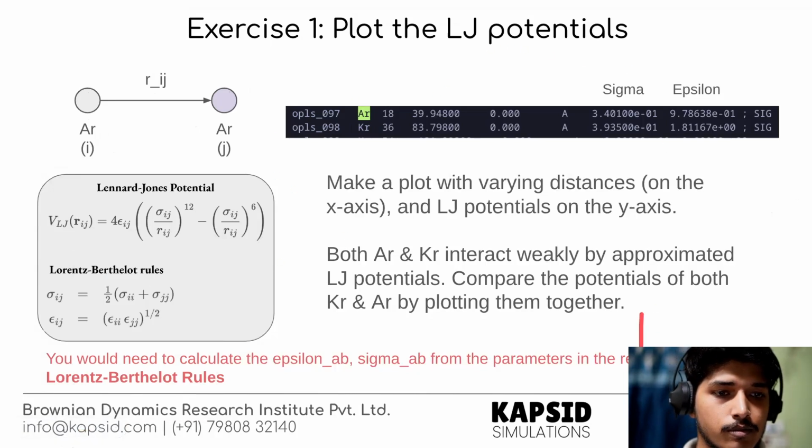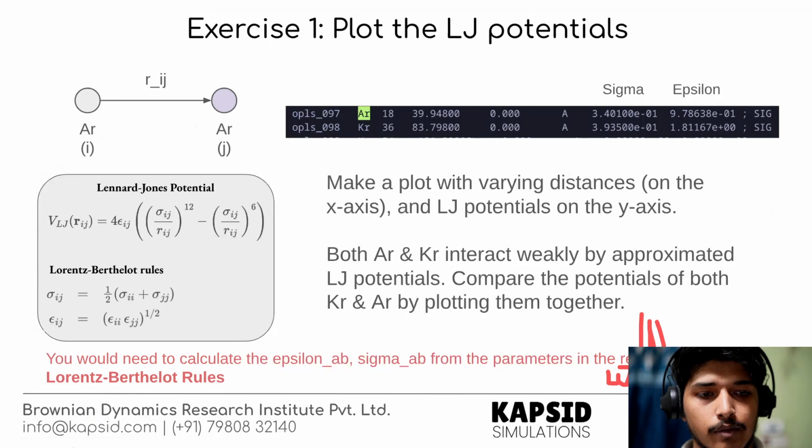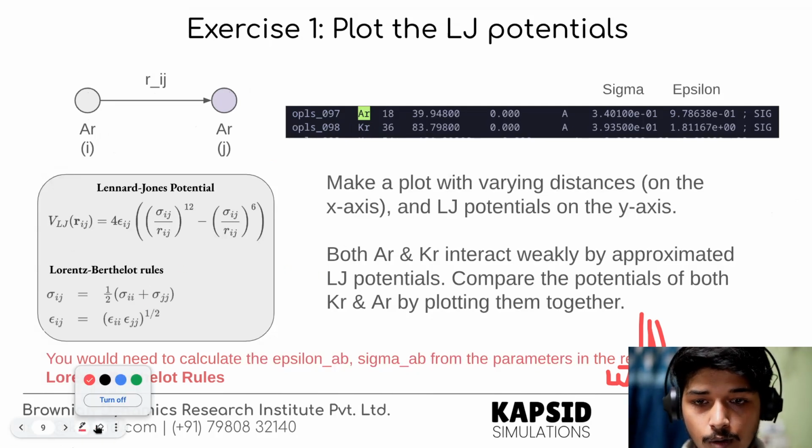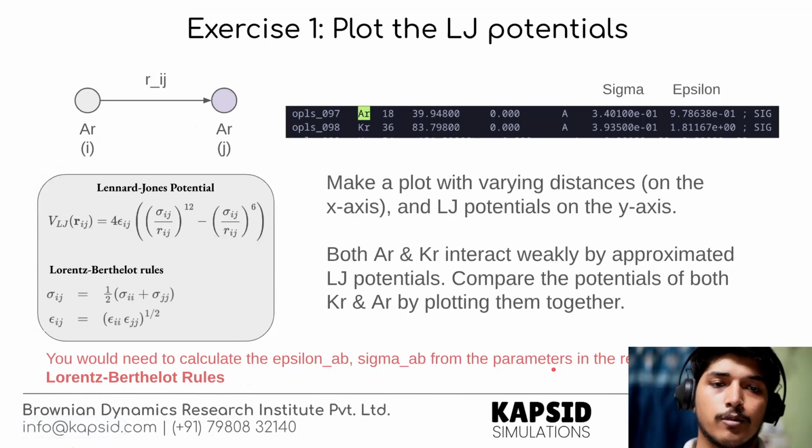Let's say on the x-axis you have r, which is the distance, and on the y-axis you have the Lennard-Jones potential, right? You will have one curve like this, the other one can be a little shallower, and the third one can be somewhere in the middle, or even deeper. These are some of the examples you can expect. So we are expecting three potentials. You have to plot all of them.